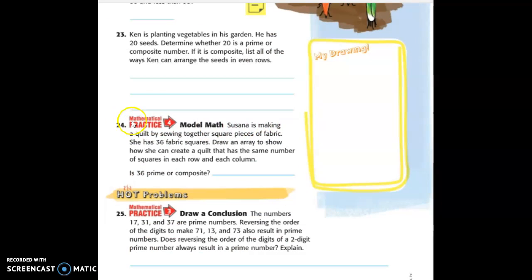Okay, so looking at 24, Susanna is making a quilt by sewing together square pieces of fabric. She has 36 fabric squares. Draw an array to show how she can create a quilt that has the same number of squares in each row and each column. So it's basically asking you for a doubles for 36. The same number multiplied by that number will give you the same number of squares in each row and each column. So that's how you figure this one out. It's like you've done doubles addition. This would be doubles multiplication. Which number is doubled to get you 36?